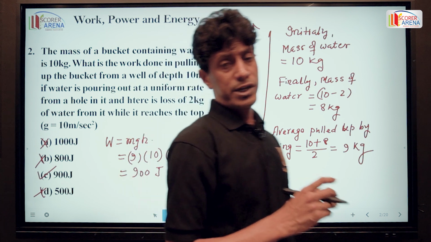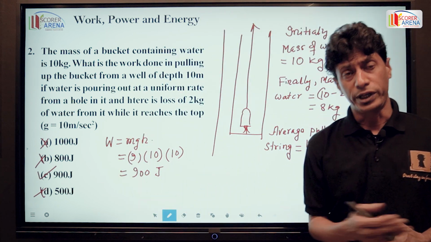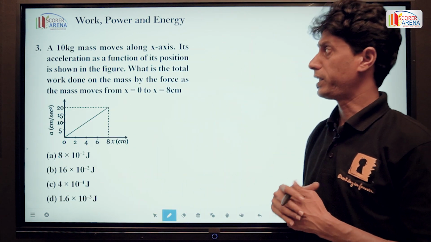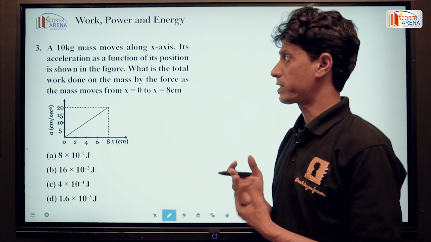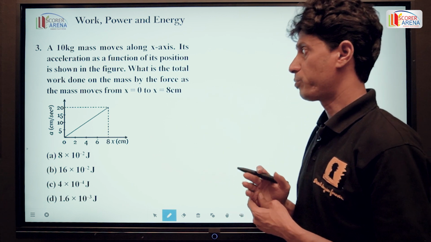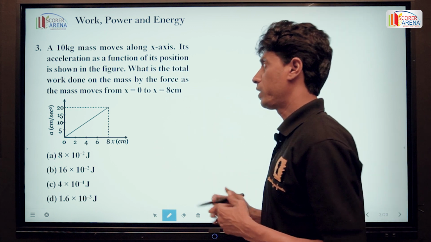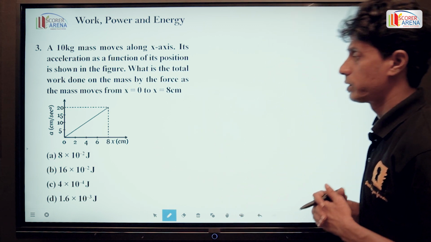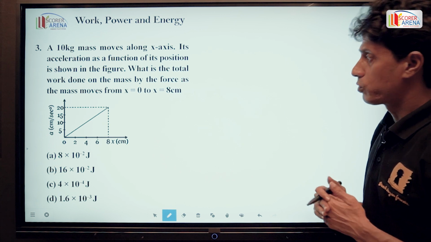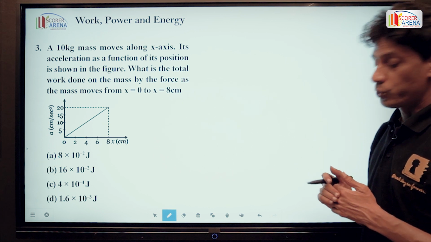So more and more interesting problems are on the way. So next one: a 10 kg mass moves along the x-axis, and its acceleration as a function of its position is shown in the figure. What is the total work done on the mass by the force as the mass moves from x equal to 0 to x equal to 8 centimeters?